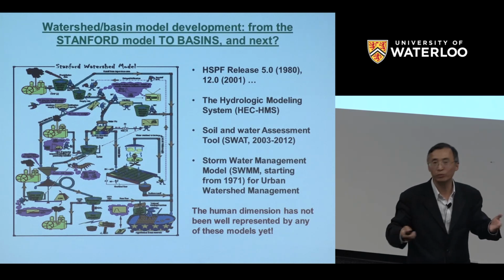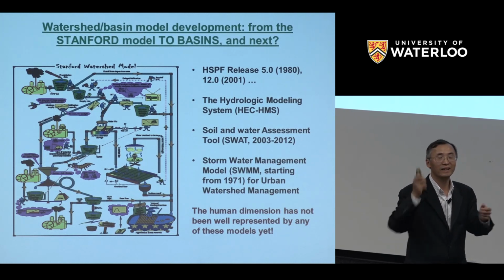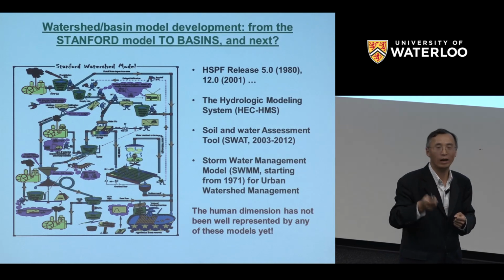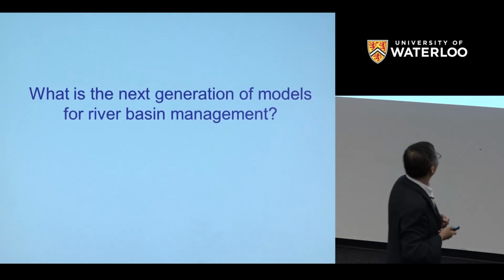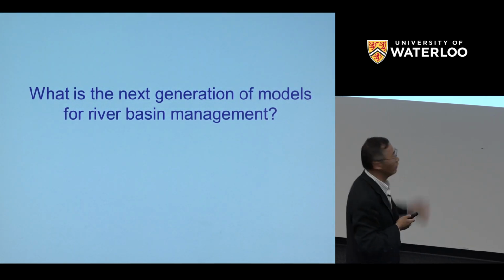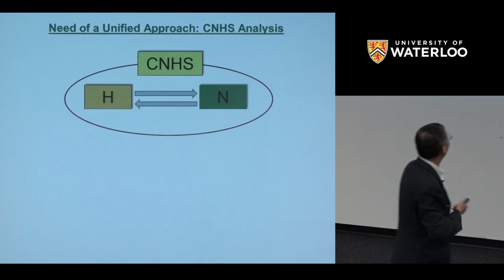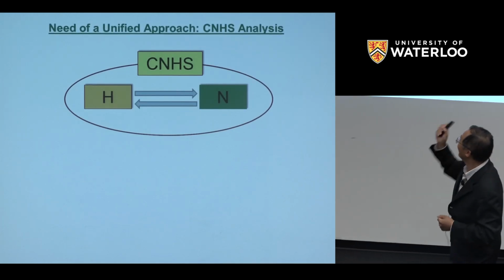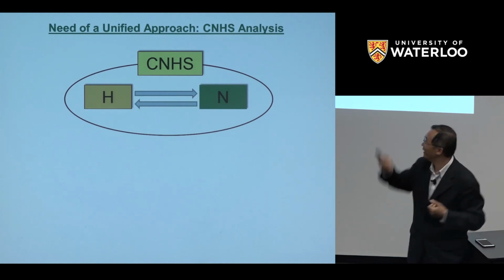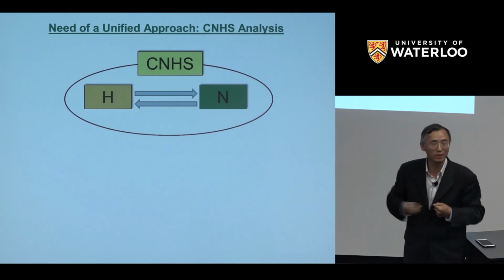In recent years, we have seen a lot of interest in the human dimension of hydrology. I will mention a little more on that later on. So the question is, what is the next generation of models for river basin management? I put this as coupled nature human systems.